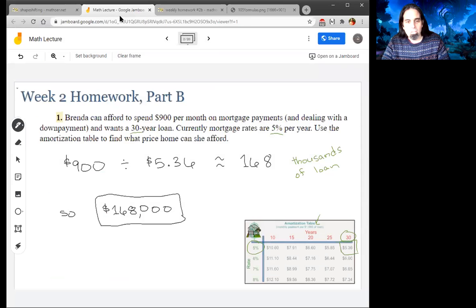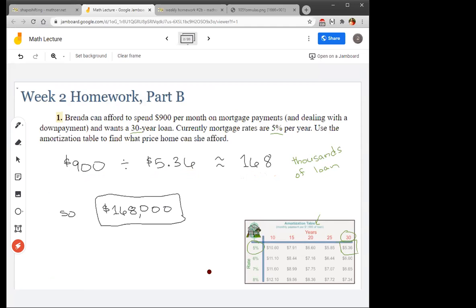So that's what we just did. We're saying how many piles of size $5.36 fit into 900? And the answer was we got about 168 piles before we ran out of money in our suitcase. Crazy.